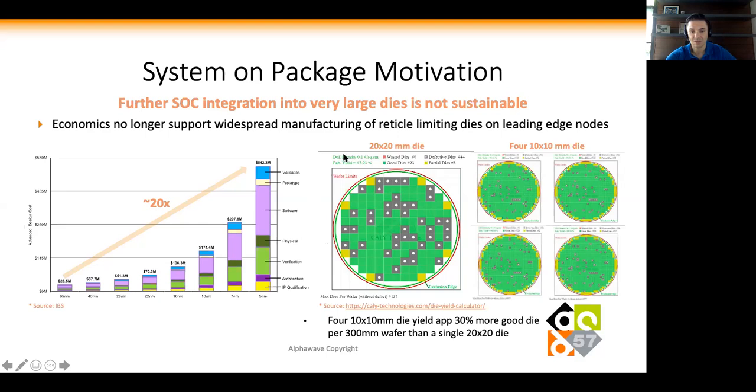And what you can see on the right is that for a fixed 300 millimeter wafer, you can only manufacture a certain number of 20 by 20 die. So any catastrophic defect on that wafer is going to have a material impact to the resulting yield on the die from that wafer. What you see on the right is what it would look like if you take any one of these die and split it into four smaller 10 by 10 chiplets. The analysis shows that building a higher quantity of smaller die yields approximately 30% more usable die than a single 20 by 20. So economics are driving us to move away from large chips that are costly to design and verify and have poorer yield to smaller chips that are cheaper to develop and have improved yield.